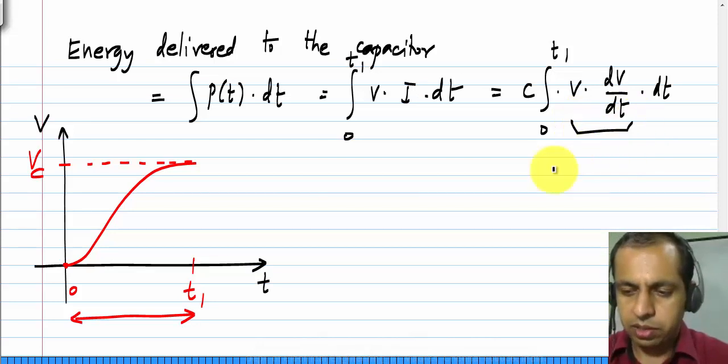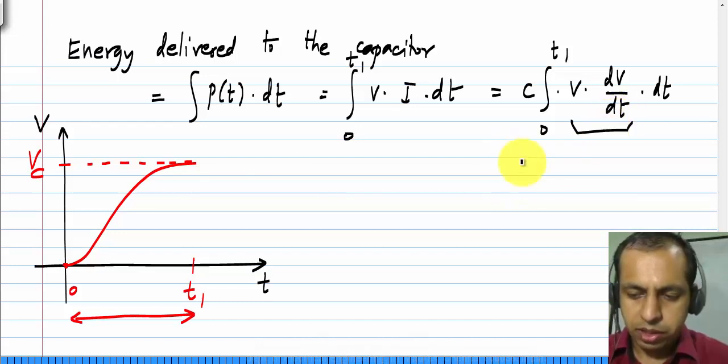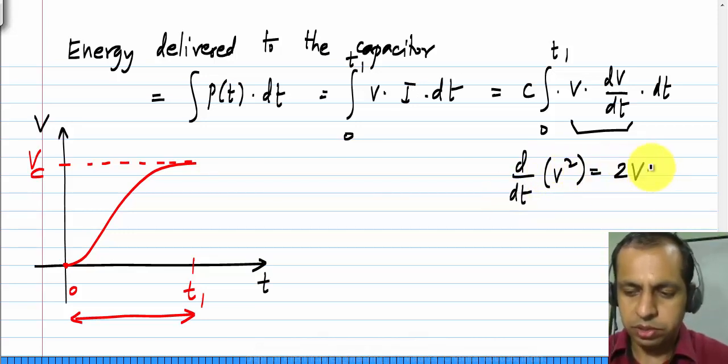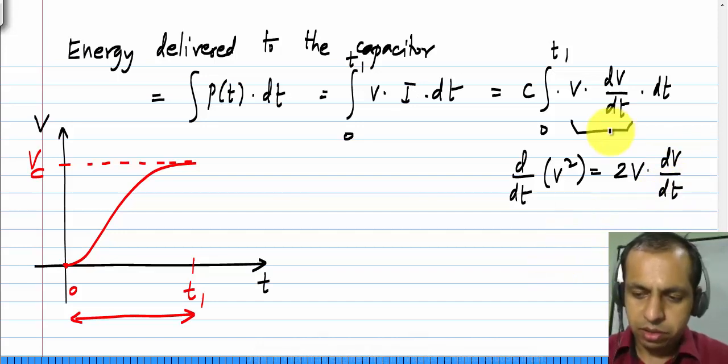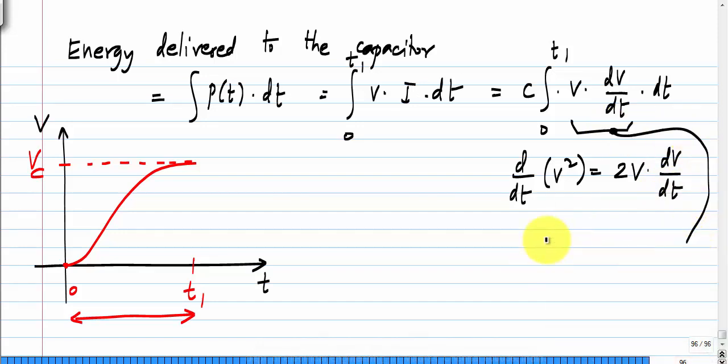You realize that V times the time derivative of V is something related to the time derivative of V square. The time derivative of V square is 2V times the time derivative of V. So this part is half of the time derivative of V square.